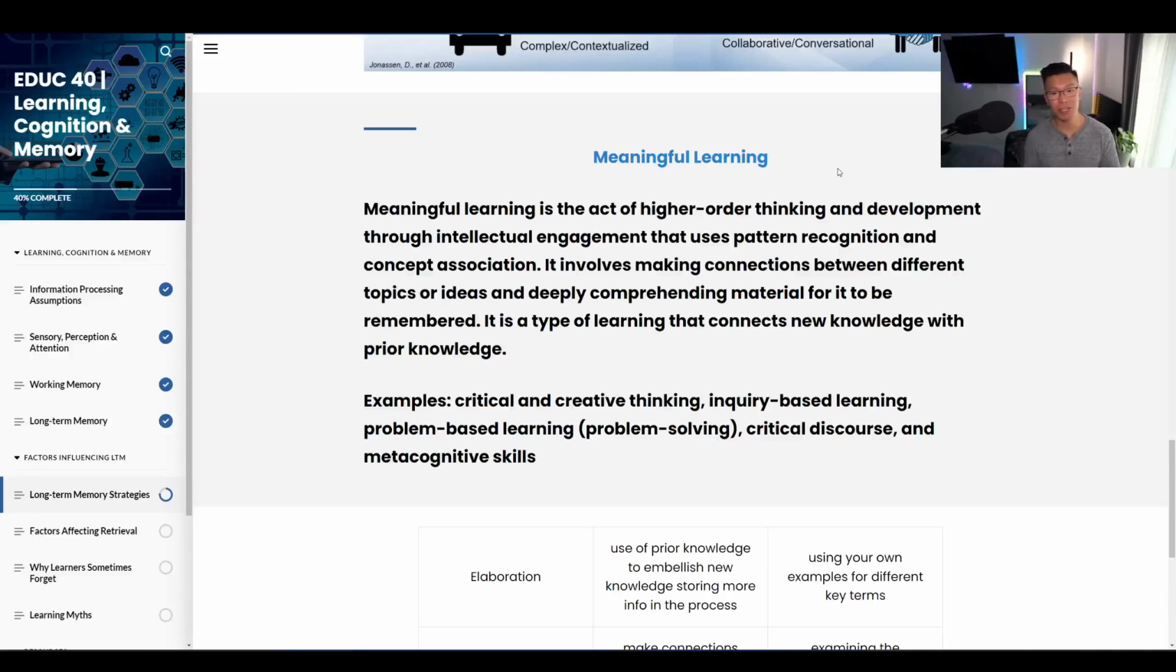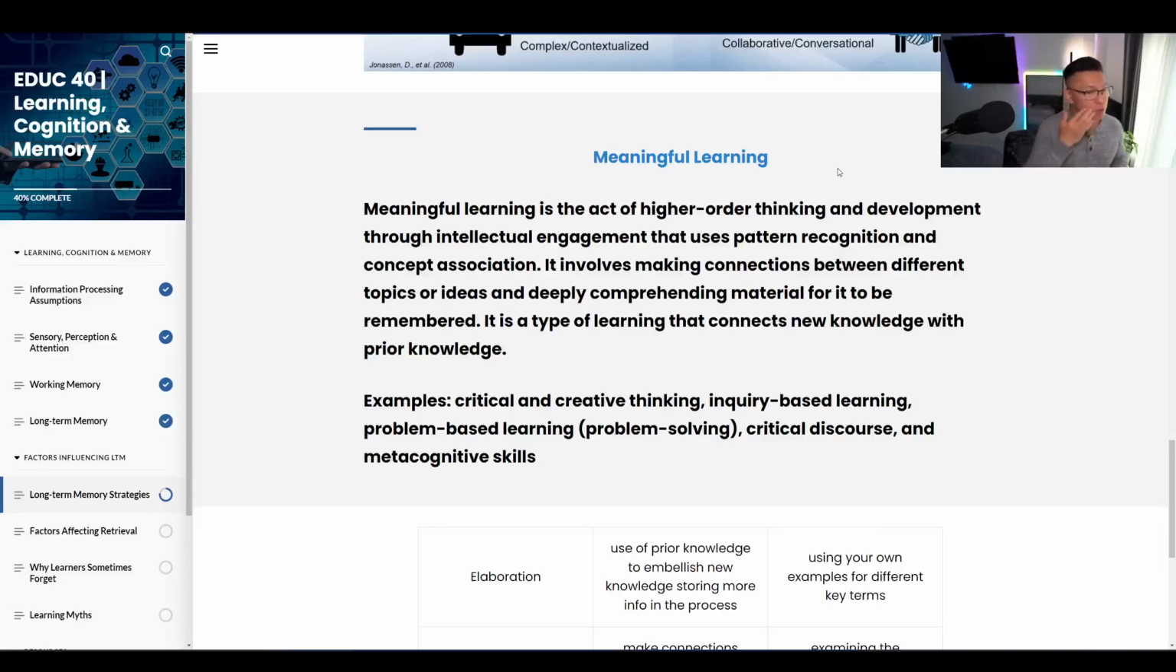It's a type of learning that connects new knowledge with prior knowledge, right? And that statement really sounds like the process of assimilation and accommodation, right? So it's thinking about how we can take new information that we're learning, maybe we know parts of it, maybe we don't. How can we either add to our existing knowledge space to further develop that schema, or how can we change the information that is not aligned so we can develop new schemas?